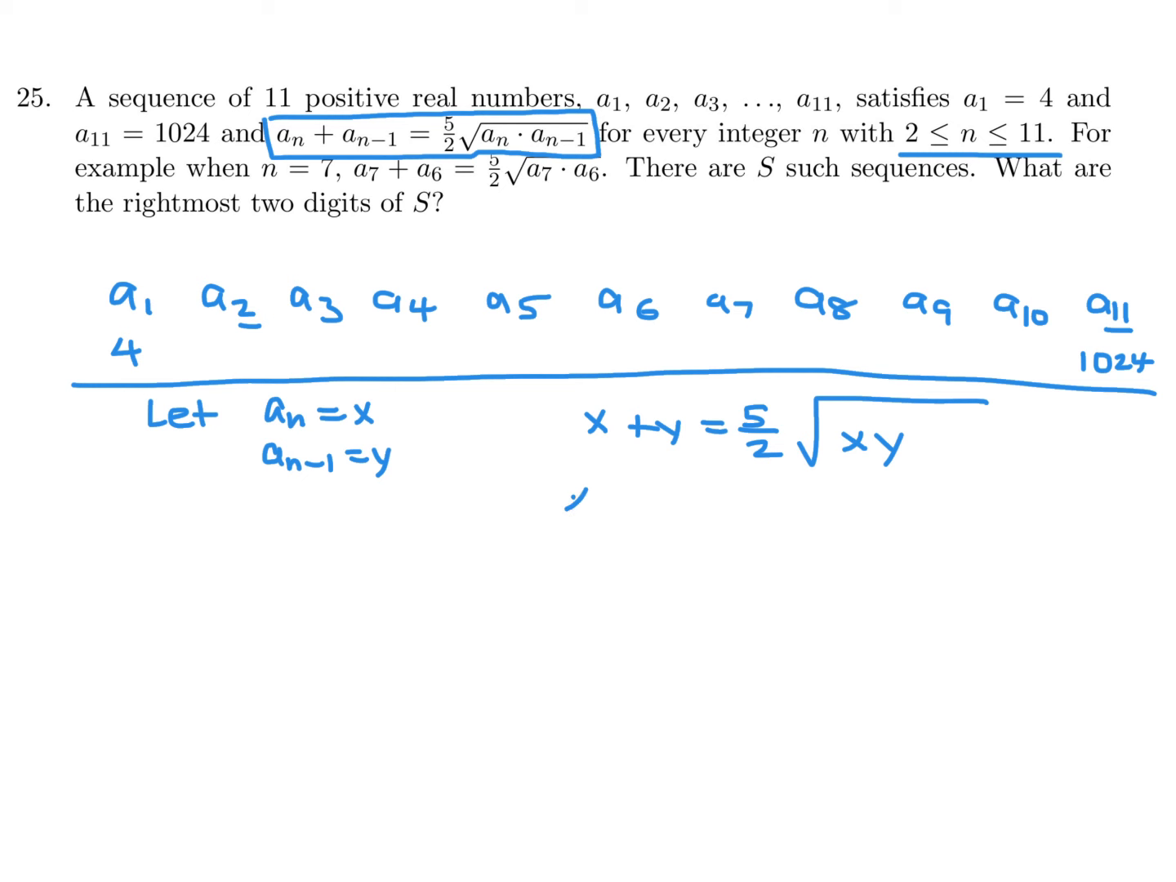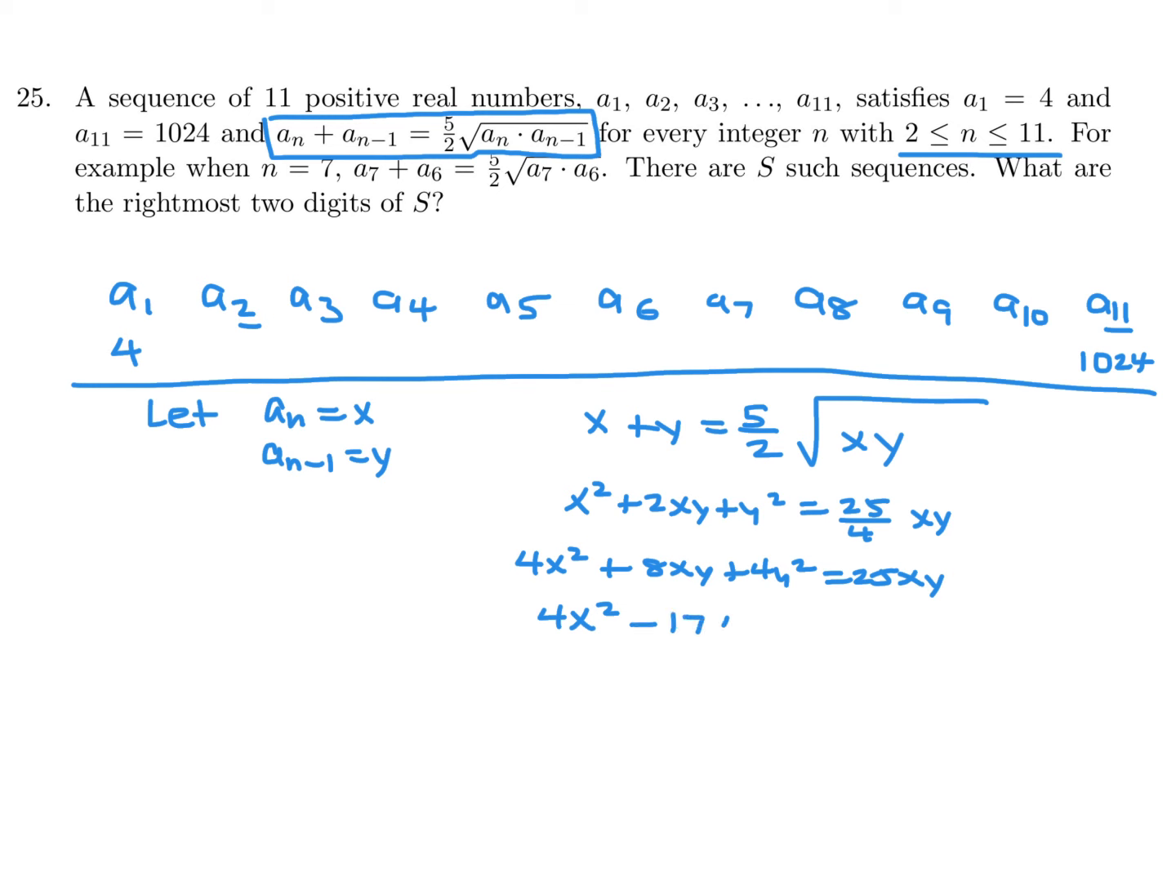Now I'll square both sides. I'll get x squared plus 2xy plus y squared is 25 over 4 xy. Put everything on one side, collect like terms. Multiply through by 4 first to get rid of that fraction: 4x squared plus 8xy plus 4y squared equals 25xy. Put everything on one side and we get 4x squared minus 17xy plus 4y squared. At this point I think you can factor very well.